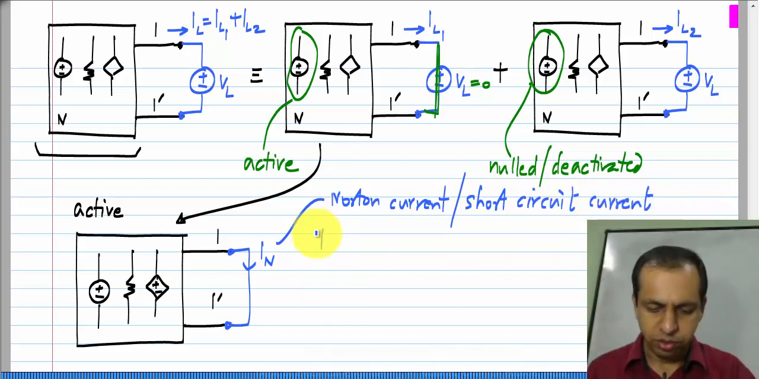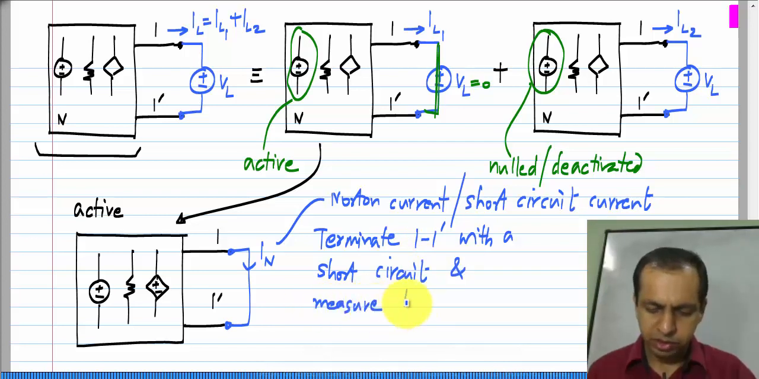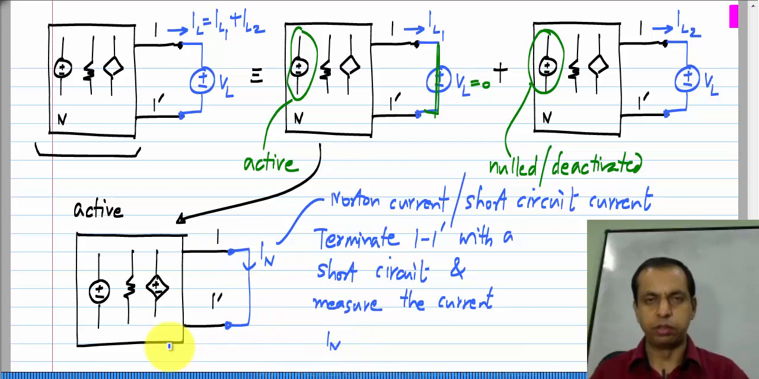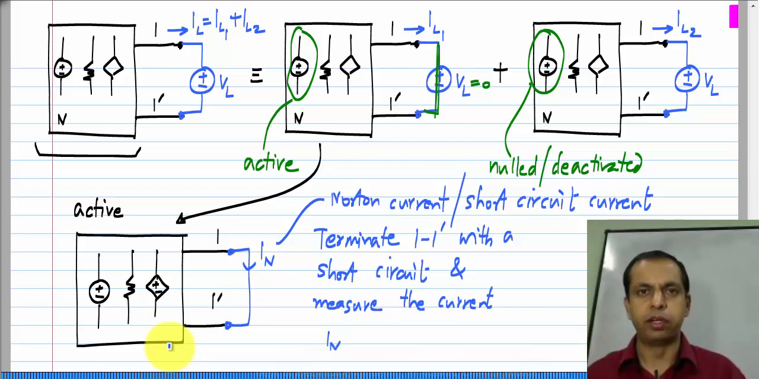So, I terminate 1 1 prime with a short circuit and measure the current in the short circuit in the right direction, going from 1 to 1 prime. That gives me the short circuit current or the Norton current.